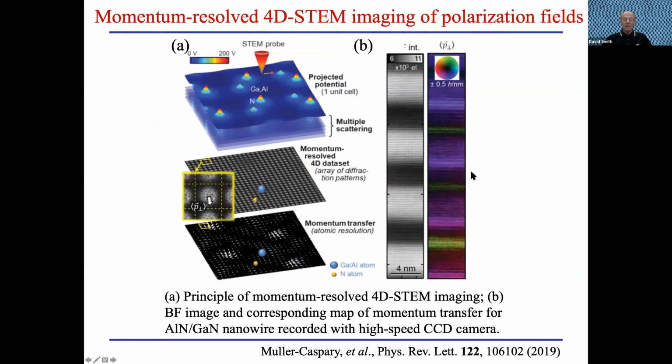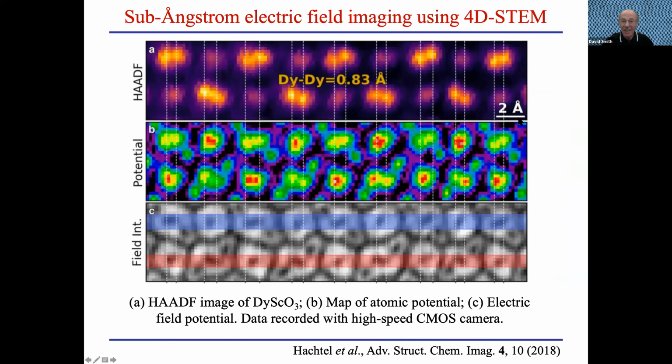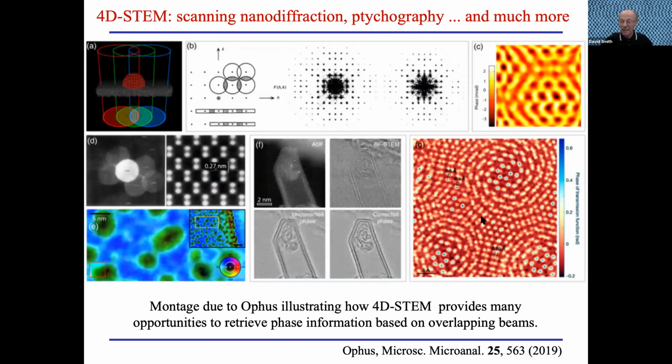Müller-Caspary et al., I've not got time to tell you about it, but they're doing momentum resolved 4D STEM. They're able to look at polarization fields. Achtel et al. were able to look at sub-angstrom electric fields using 4D STEM. And Colin Ophus has put together this wonderful review paper. I draw all of your attention to this particular paper. He's overviewed the whole field of 4D STEM.